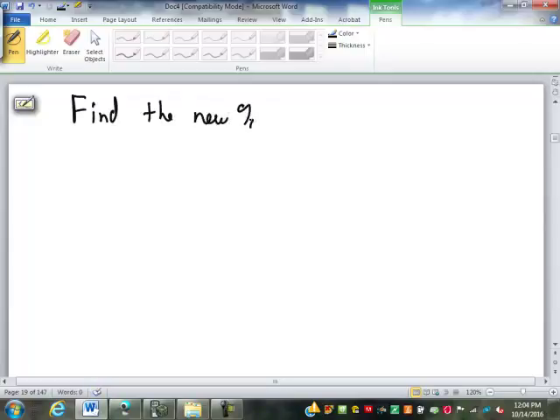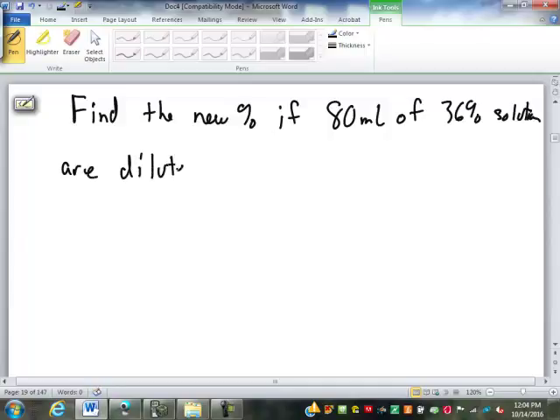Find the new percent if 80 milliliters of 36% solution are diluted to a volume of 200 milliliters. So I'll give you a minute to find that one. This one's actually pretty straightforward. That's why it can be confusing.